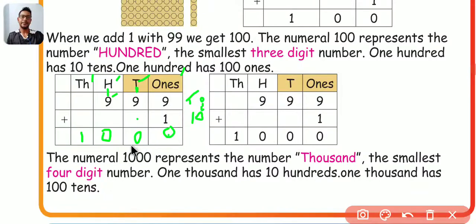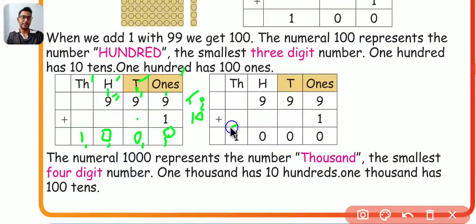999 plus 1 is what? 1000. So 999 is the greatest 3-digit number. How many digits? 1, 2, 3. 3 digits. And 1000 is the smallest 4-digit number. 1, 2, 3, 4. So 1000 is the smallest 4-digit number. So 4-digit numbers start from 1000. That's why 1000 is the smallest 4-digit number.